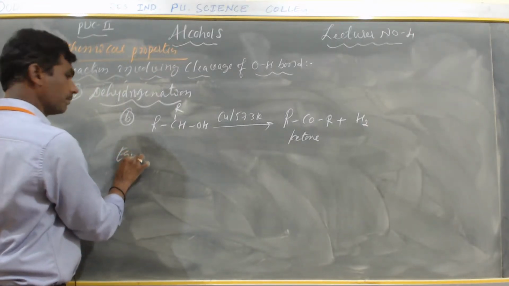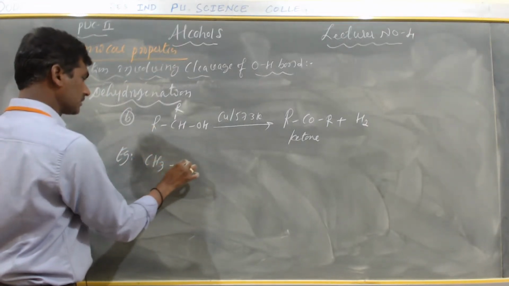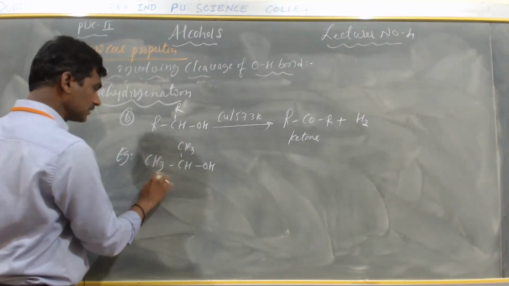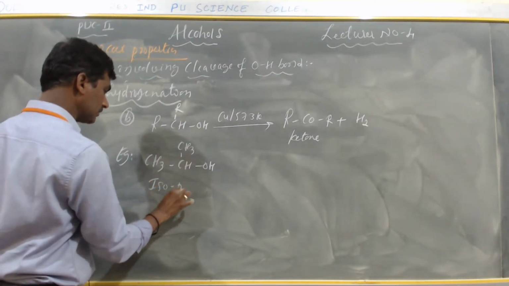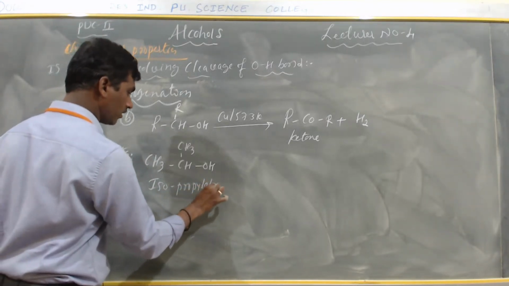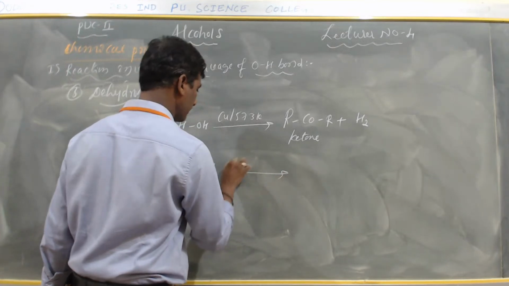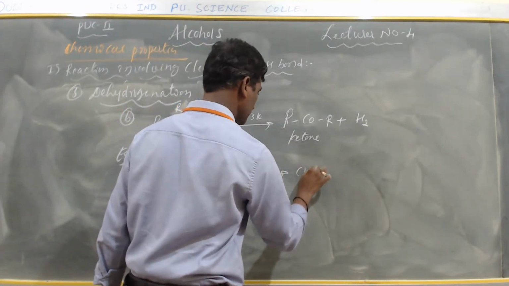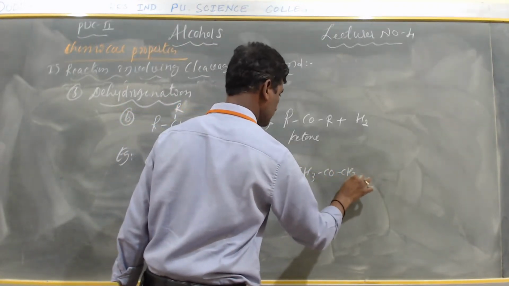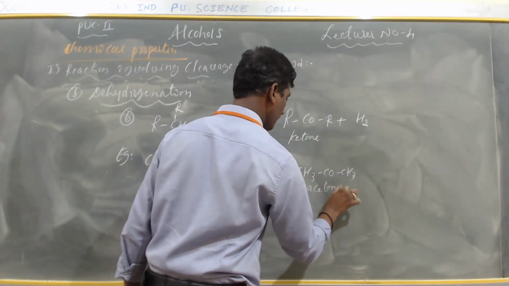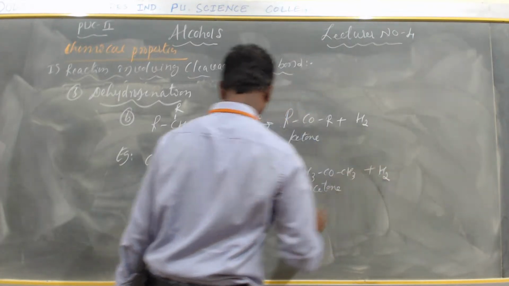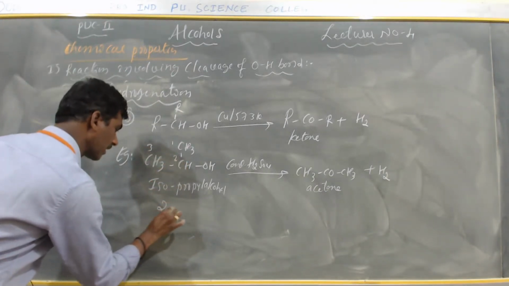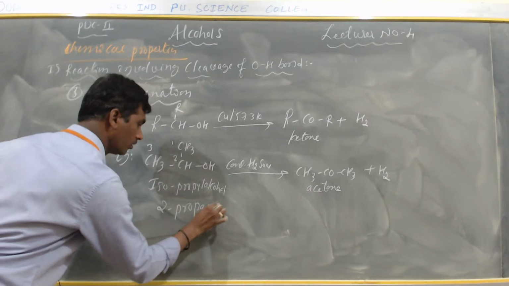Example: R is CH3, again R is CH3, and this is OH. What is the name? CH3 CH CH3 is called iso, and this is called isopropyl alcohol. When this isopropyl alcohol is heated with concentrated H2SO4, it gives CH3 CO CH3. The name is acetone, and it gives H2. Isopropyl alcohol is also called 2-propanol, as the OH is on the second carbon.